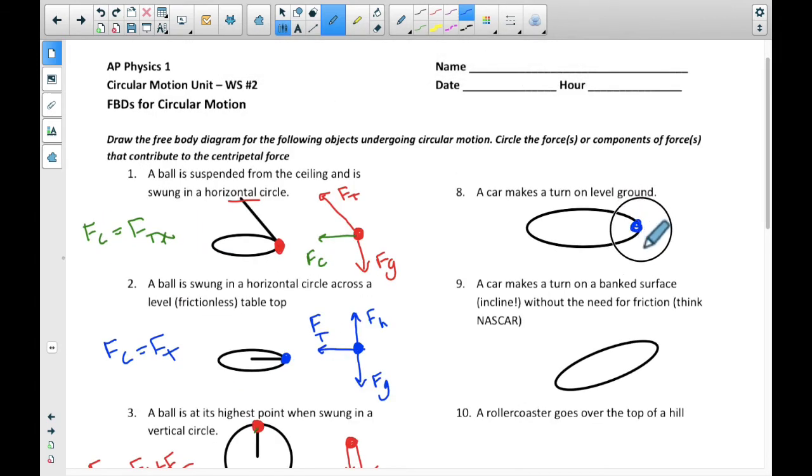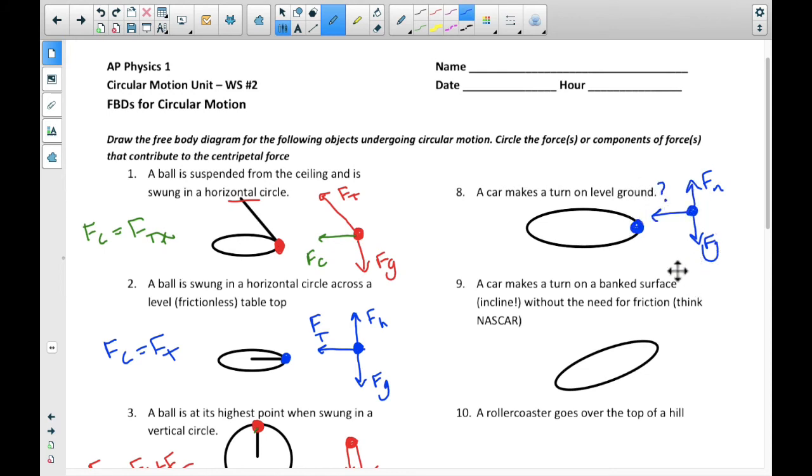All right, you are in a car and you're making a turn. What is keeping you on the curve? Why aren't you flying off the curve? What is keeping you there? Well, first let's draw our free body diagram. We have the force of gravity, of course. We have the normal force. Then the question is, what is this?